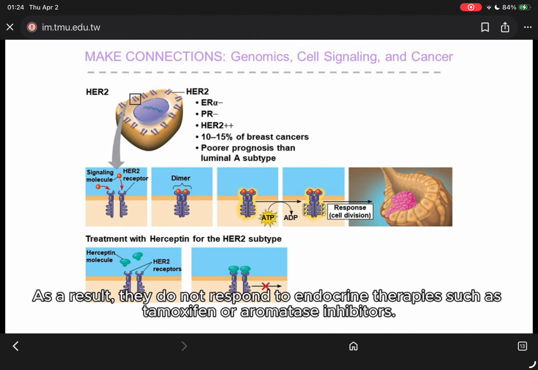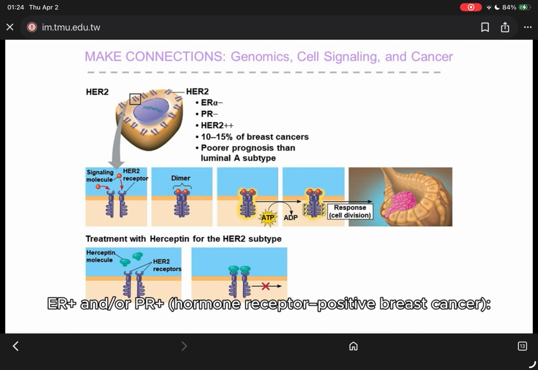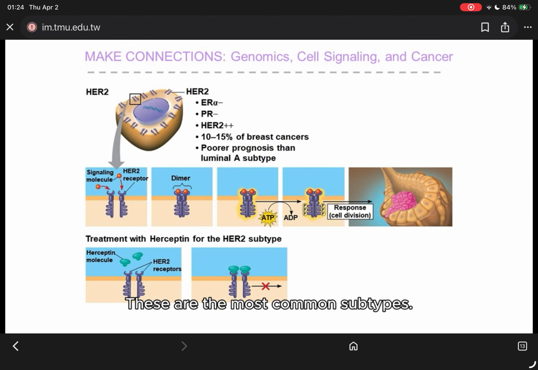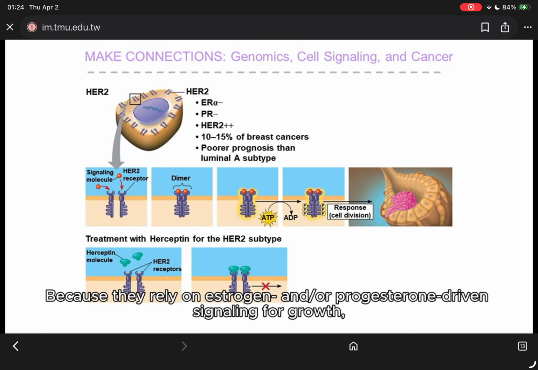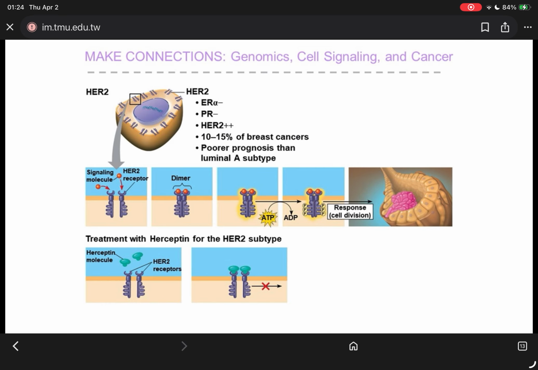As a result, they do not respond to endocrine therapies such as tamoxifen or aromatase inhibitors. Clinically, these cancers tend to be more aggressive and are associated with a poorer prognosis. ER plus and/or PR plus, hormone receptor positive breast cancer. These are the most common subtypes. Because they rely on estrogen and/or progesterone-driven signaling for growth, they are highly responsive to endocrine therapy. Prognosis is generally more favorable.